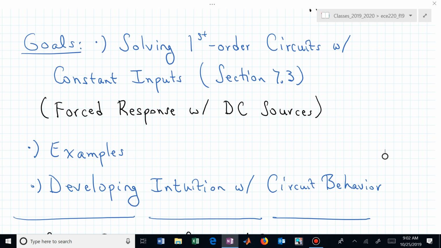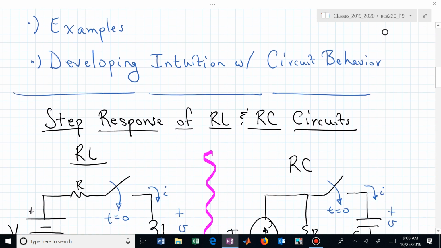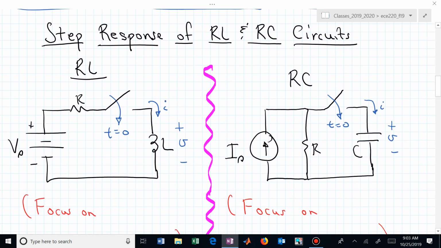It's FIFE. So final, initial, final, exponential. That's how we will remember the generic structure, which means we need to find the final value of our state variable, the initial value of that state variable, and the time constant, and then we'll have the solution because we will have known the structure. We'll derive that structure today, and then we will work through some examples and try to develop our intuition into how these circuits are going to behave.